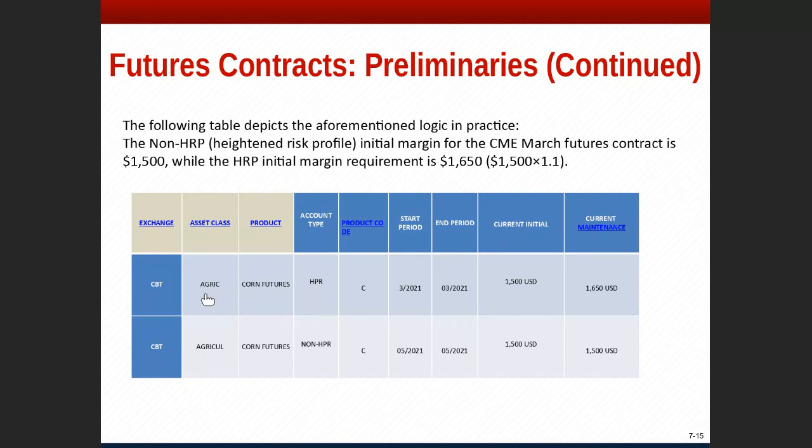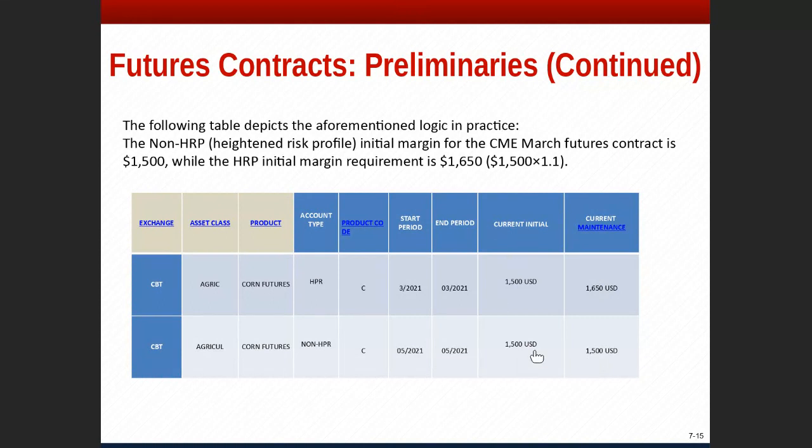Well, if your broker determines that you are a risky investor, and then if you wanted to buy or sell this particular contract, they would have you deposit 1,650 initially. They'll have you deposit 1,650 if you have a heightened risk profile. Otherwise, they will charge you only $1,500, and this is based on the current initial margin.